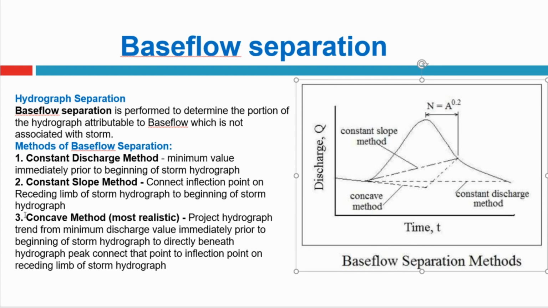Now going to the concave method, they say this is the most realistic one. Project the hydrograph trend from the minimum discharge value immediately prior to the beginning of the storm hydrograph to directly beneath the hydrograph peak, and connect that point to the inflection point on the rising limb of the storm hydrograph. So if this is a point where the rising has just begun, at this point I'll draw a tangent like this.